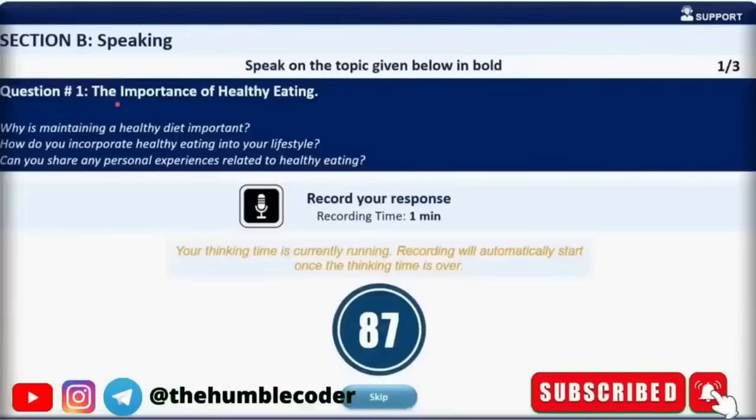The topic is the importance of healthy eating. So we have to speak on this topic. Now there are some points given so that we can talk about it. The points are given in terms of questions. Why is maintaining a healthy diet important? How do you incorporate healthy eating into your lifestyle? Can you share any personal experiences related to healthy eating?